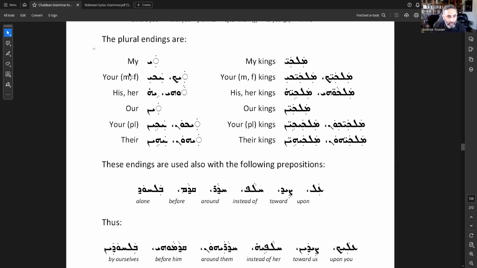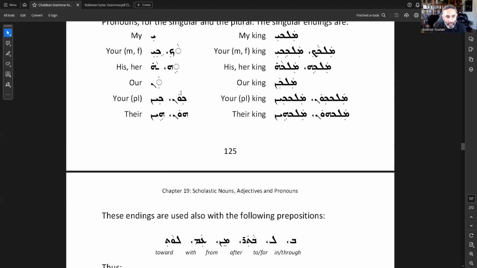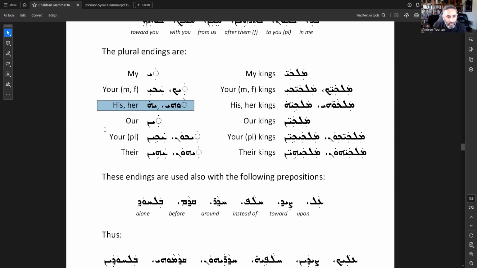That's the endings. Here are the endings by themselves. Memorize these two. Not much to memorize. The really new things are these two. The rest, basically, it's the same ending that you already memorized, because I told you to. It's the same ending with a yod before it. That's really all that's going on, except for these two.